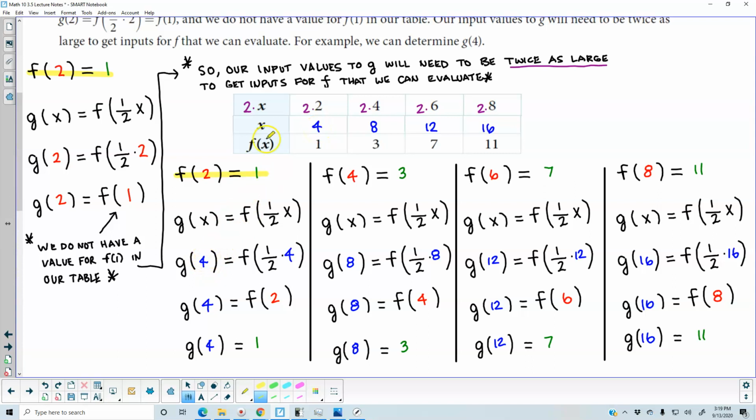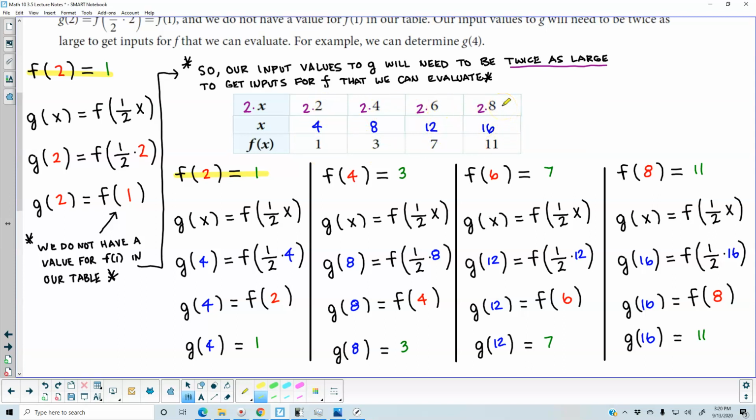So if we find g of 4, that means we're taking 2 times x. 2 times 2 gives us an input of 4. 2 times 4 gives us an input of 8. 2 times 6 gives us an input of 12. 2 times 8 gives us an input of 16. So now these are our inputs with an output of 1 for 2, 3 for 4, 7 for 6, and 11 for 8.